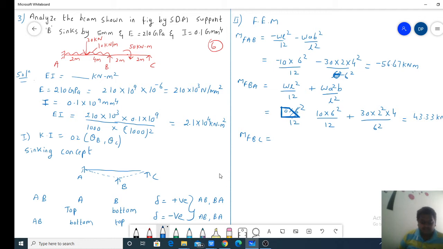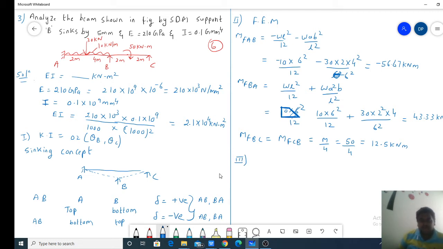Now for MFBC, as you know, this is equal to MFCB for a moment. So this formula is M upon 4. So this will be 50 by 4. So this turns out to be 12.5 kilonewton meter, right? So these are nothing but the values what we have calculated. Now once these fixed end moments are done, so next step will be what?